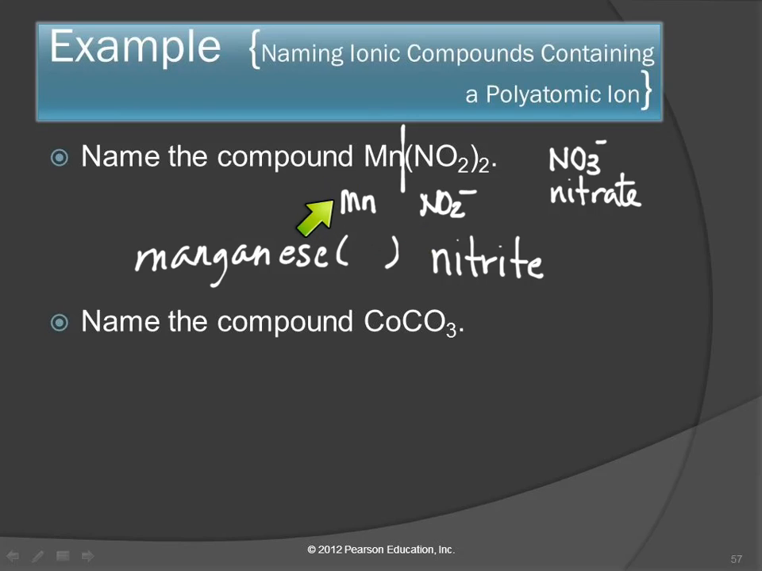So what does the charge on the manganese have to be? It has to be +2. So manganese(II) nitrite. If you leave the Roman numeral off, it's wrong, because then we don't know which manganese nitrite you're talking about, because there's more than one.